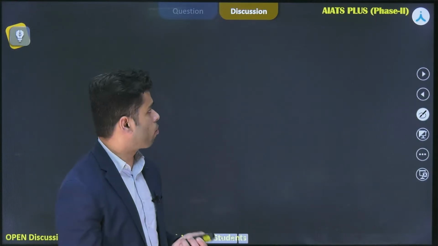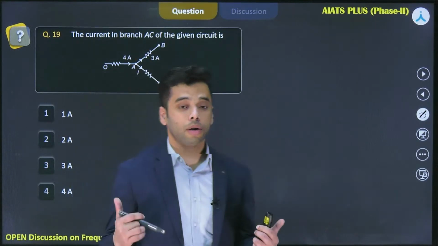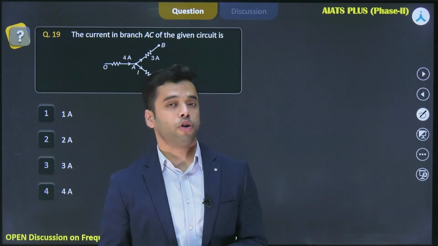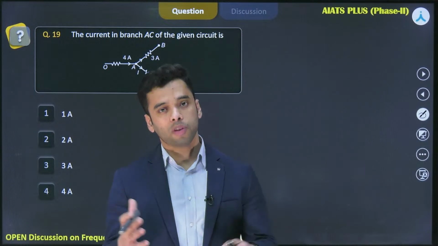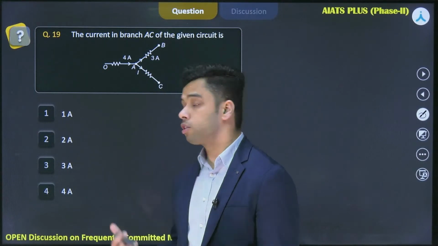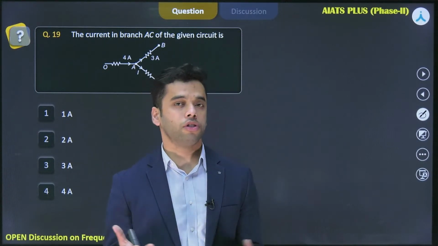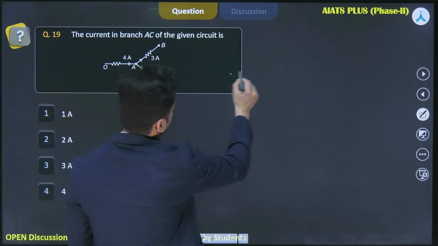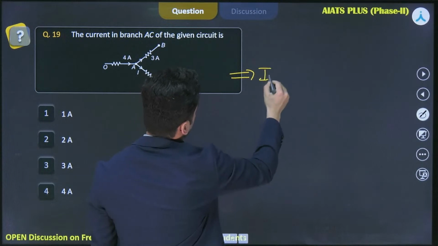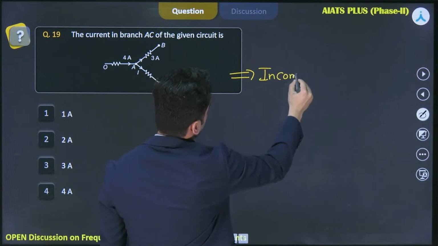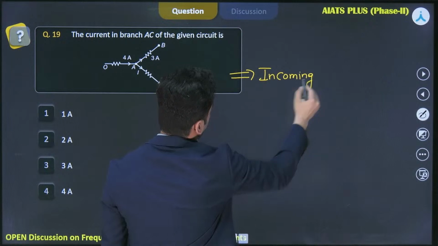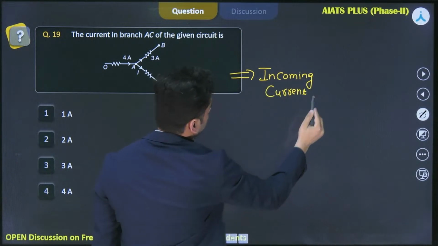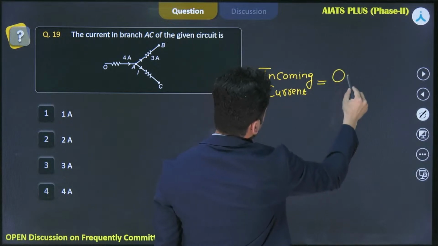Let's move to the second problem of the original paper. This was problem 19 of the original paper, again on the chapter of current electricity, and the topic will be Kirchhoff's laws. This problem is based on Kirchhoff's junction law, which says that incoming current should be equal to outgoing current.